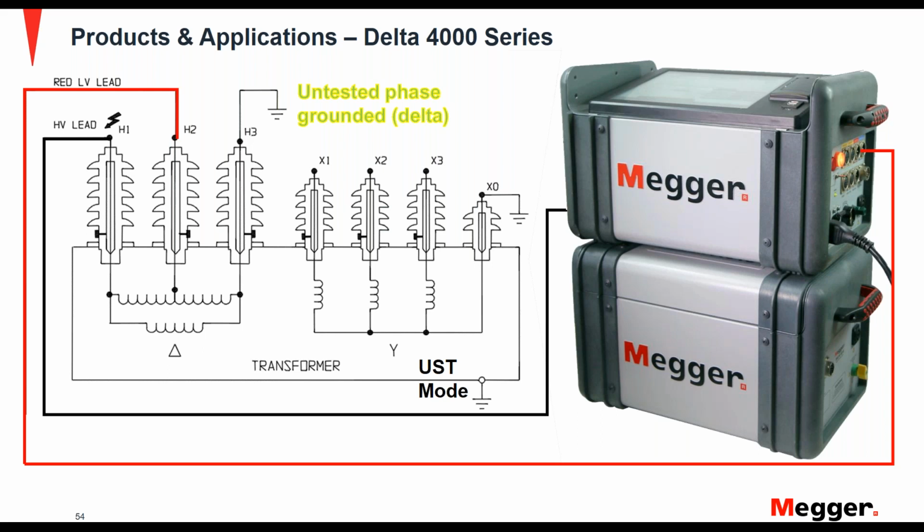But there was one situation where if the proper testing protocol was not followed, you could get this result. So right here, you can see that we are using a delta-Y transformer, and the delta side, which is the primary side, is being tested for excitation current using the delta. In this case, the H1 and H2 windings are being tested. The H3 winding has to be grounded. That practice has to be followed in addition to being in the UST mode to ensure that accurate and reliable test results are obtained.